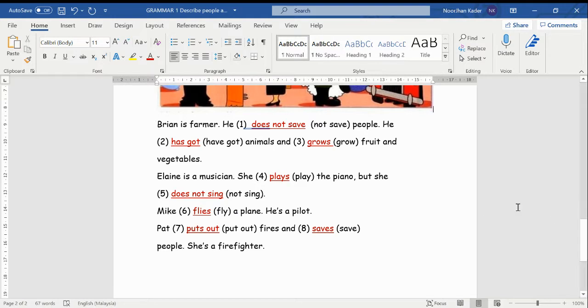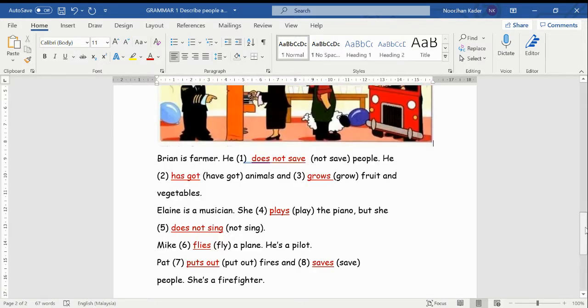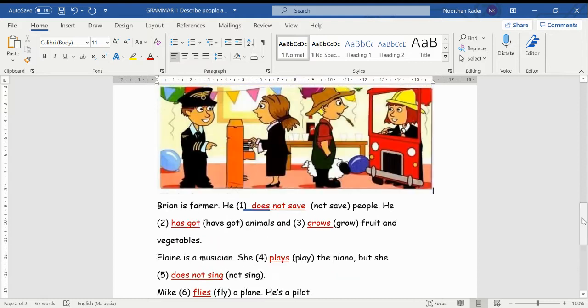Okay, the first one. Brian is a farmer. He does not save people. He has got animals and grows fruit and vegetables. Why do they write here does not save? He does not save people, but he, of course, rears animals on his farm.